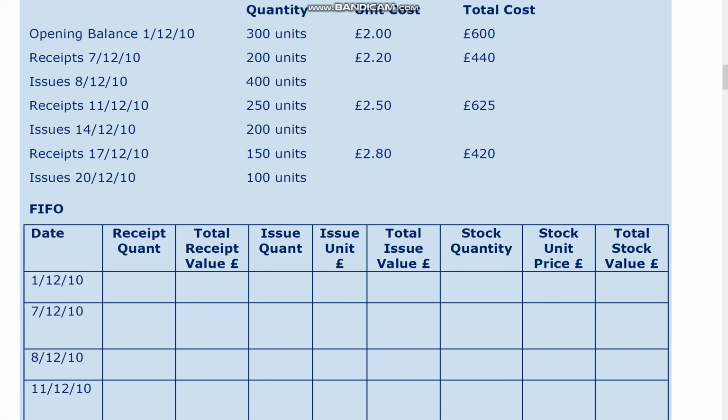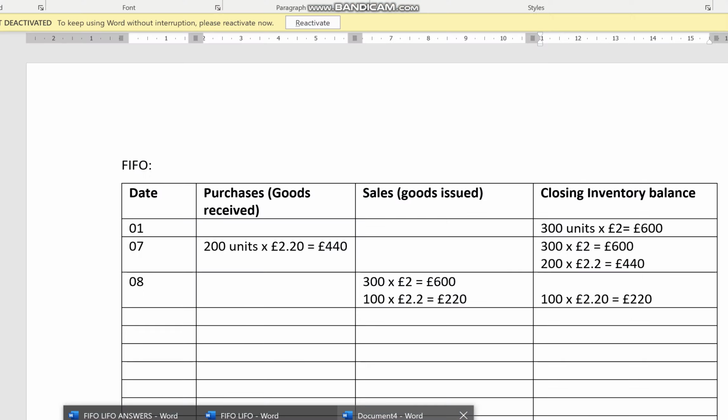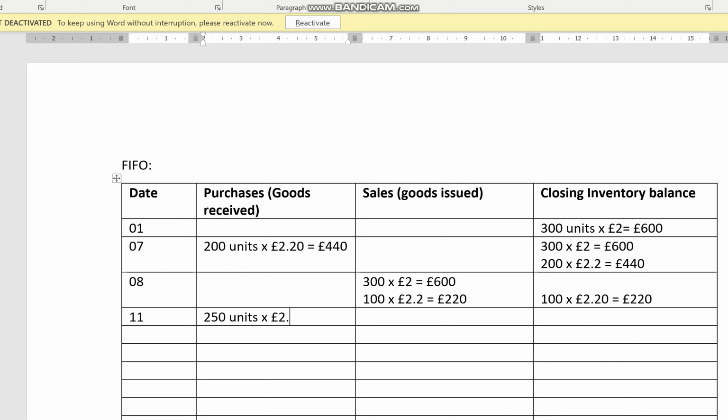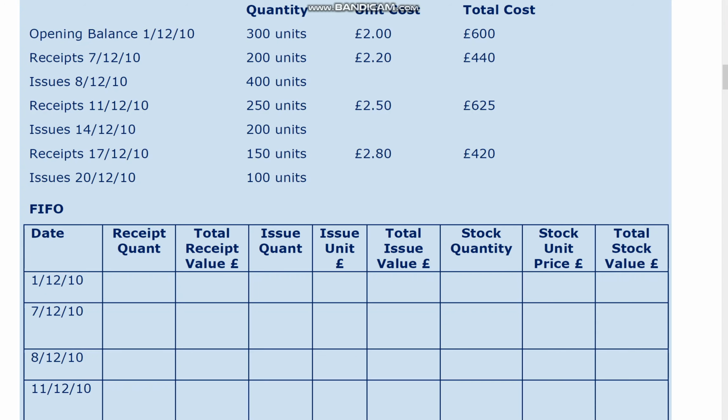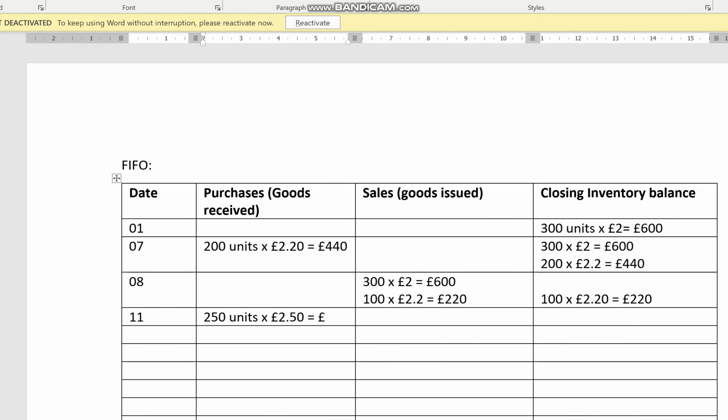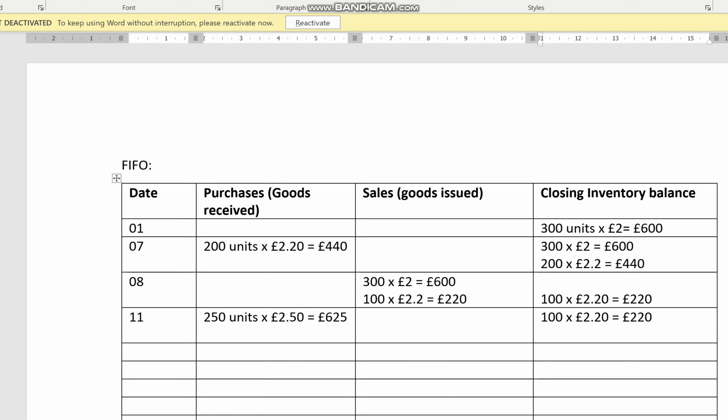Then on the 11th, they purchased or received 250 units at 2.5. Okay, so on the 11th, 250 units have been purchased at 2.5 equals 625. So now my inventory situation becomes something like this. These 100 units plus 250. Okay, so that's my current balance on the 11th.